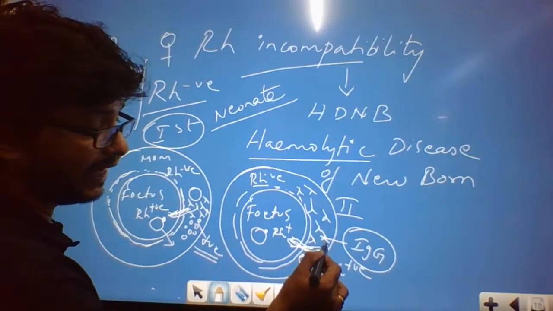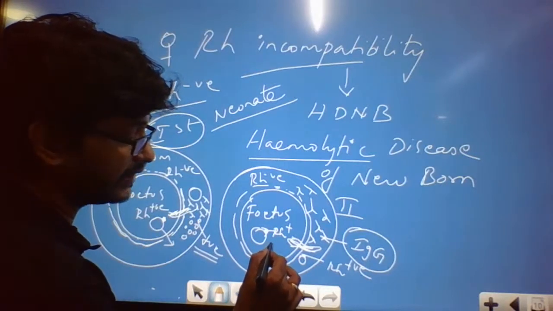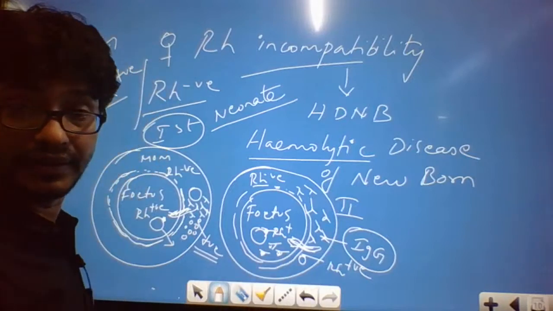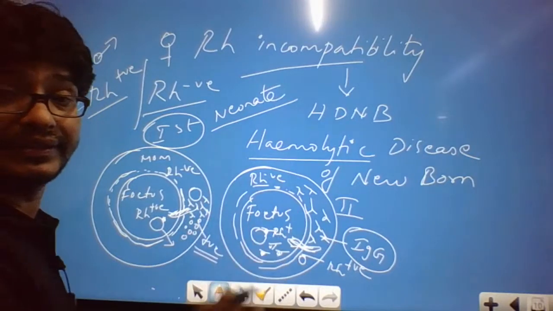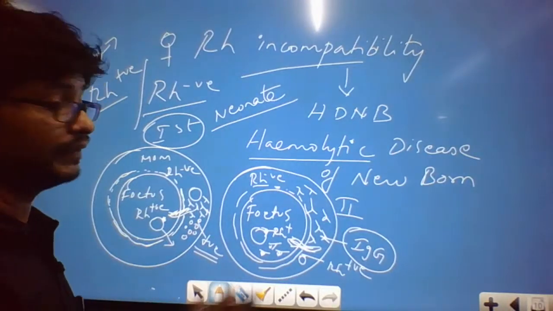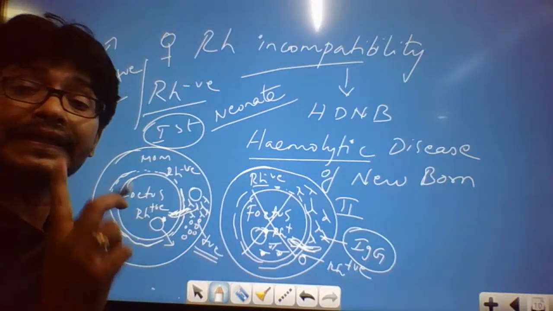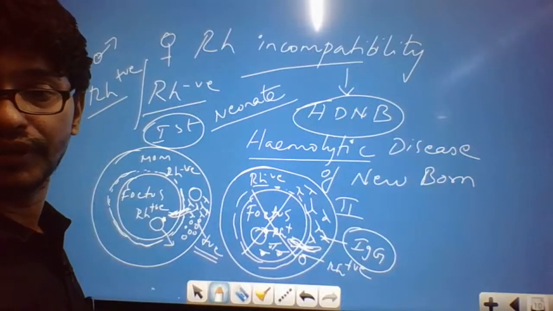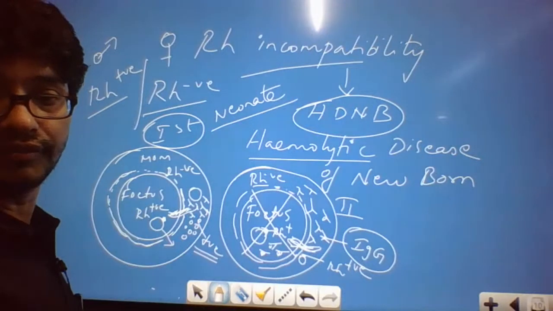This IgG antibody crosses the placenta and binds with the antigens on the fetal RBC, and this will start destroying the RBC. This will eventually destroy the entire RBC, and then this will destroy the fetus itself. This occurs usually in the second pregnancy. This condition we call hemolytic disease of newborn.